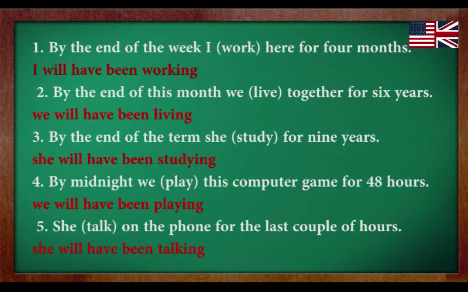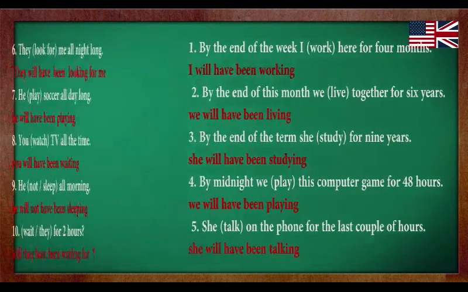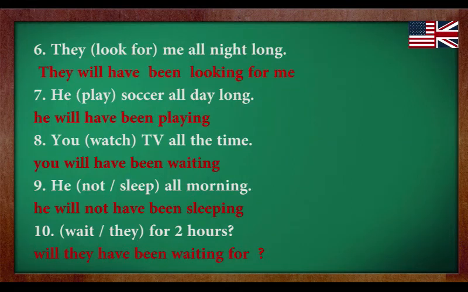Three. By the end of the term, she studied for 9 years. By the end of the term, she will have been studying for 9 years. Four. By midnight, we play this computer game for 48 hours. By midnight, we will have been playing. Number five. She talked on the phone for the last couple of hours. She will have been talking on the phone for the last couple of hours. Number six. They look for me all night long. They will have been looking for me all night long.